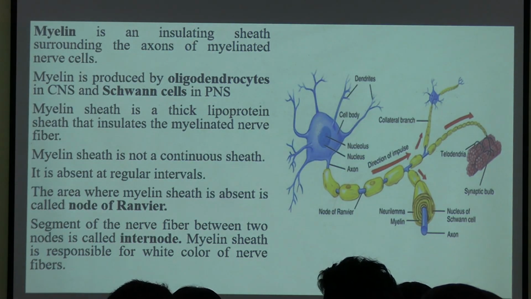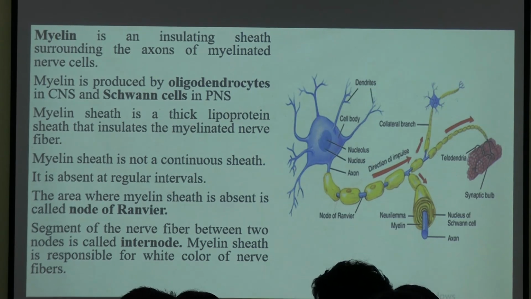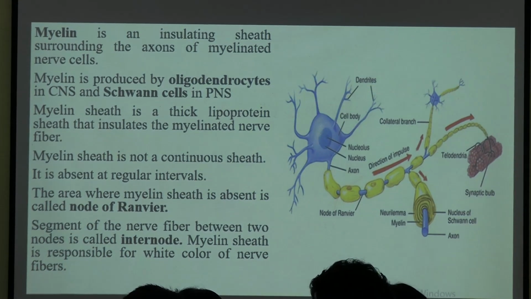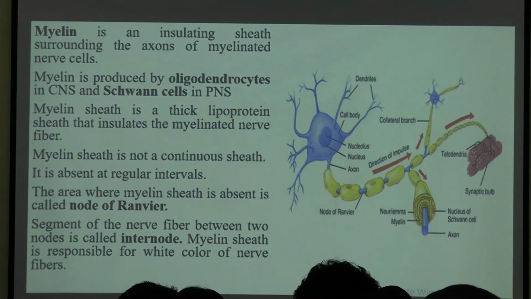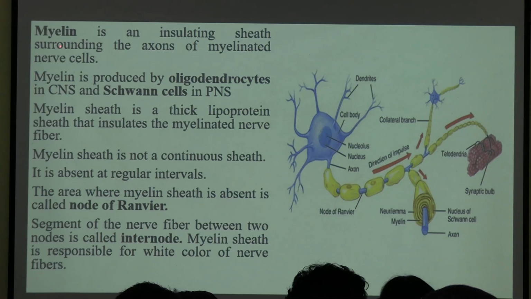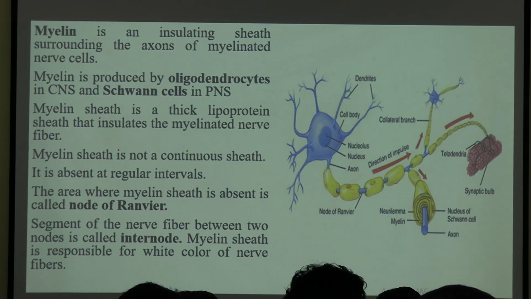Because the myelin sheath is present, the nerve fiber appears completely white. Yellow is given here just to make you understand that the myelin sheath is present. Don't think that it is yellow in color. So what is the myelin sheath? It is an insulating sheath surrounding the axons of the myelinated cells.